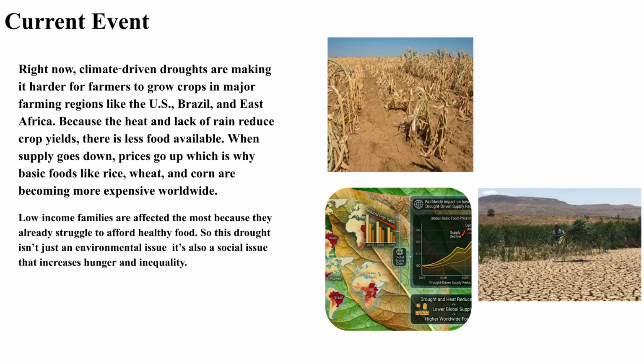On this, we are introduced to a current event, climate-driven droughts. Right now, climate-driven droughts are reducing crop yields in major farming regions like the US, Brazil, and East Africa. When supply goes down, prices go up, making basic foods more expensive worldwide. Low-income families are affected the most, showing how environmental issues become social issues.